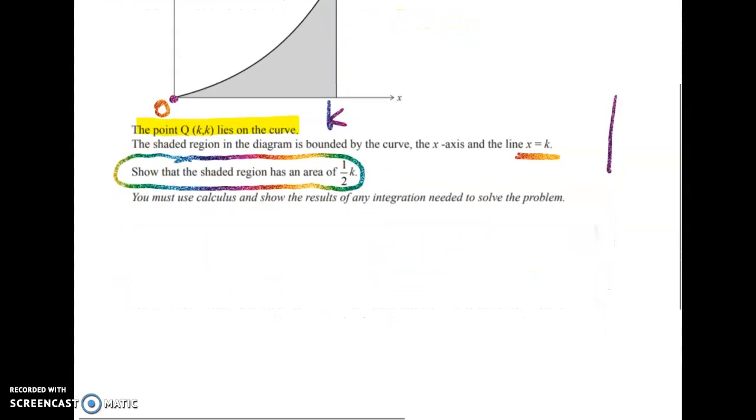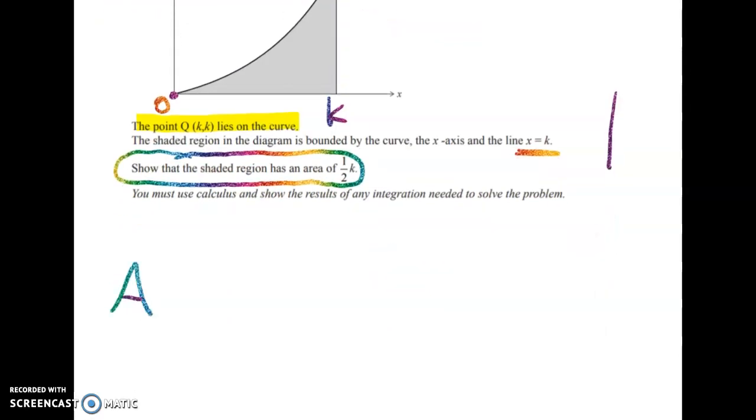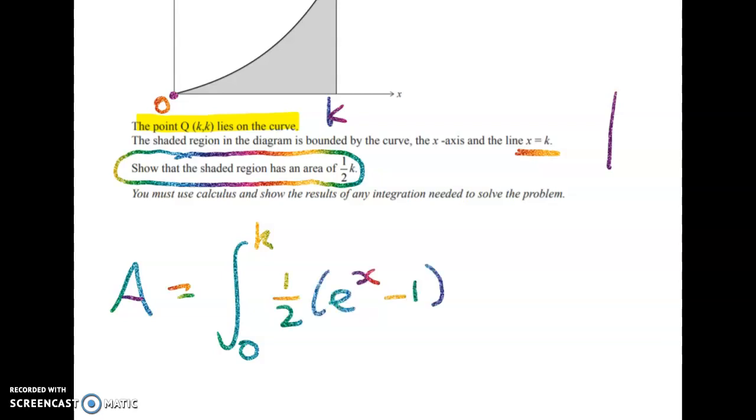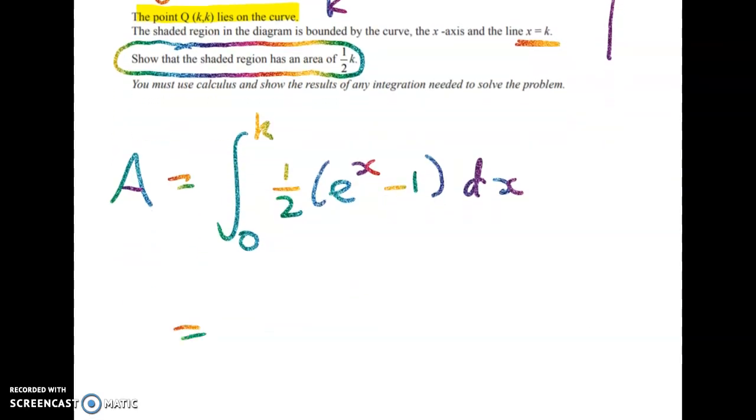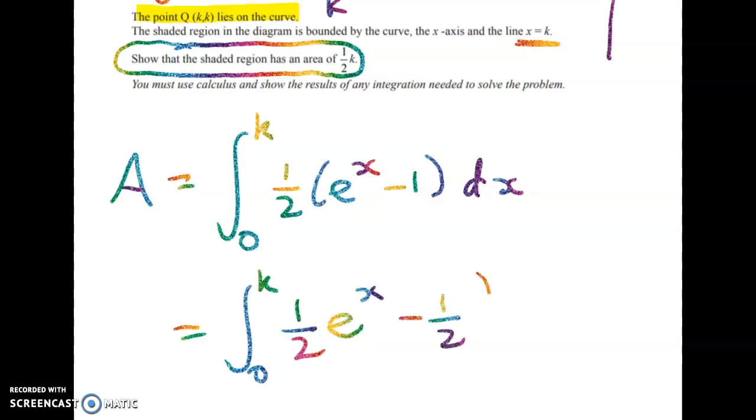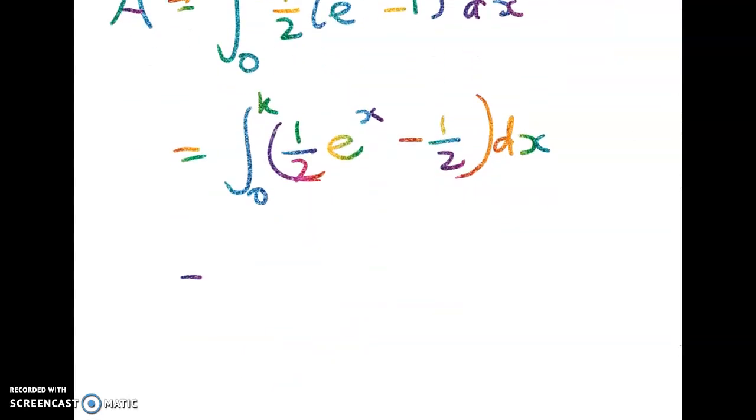So to find the area under the curve, we're going to call that A. And that comes from this integral, the integral from k to 0 of my function. My function is a half times e to the x minus 1 dx. So let's expand out the brackets. There's no need to do anything too complicated. A half e to the x minus a half dx. Right, let's integrate that and substitute in what we've got.